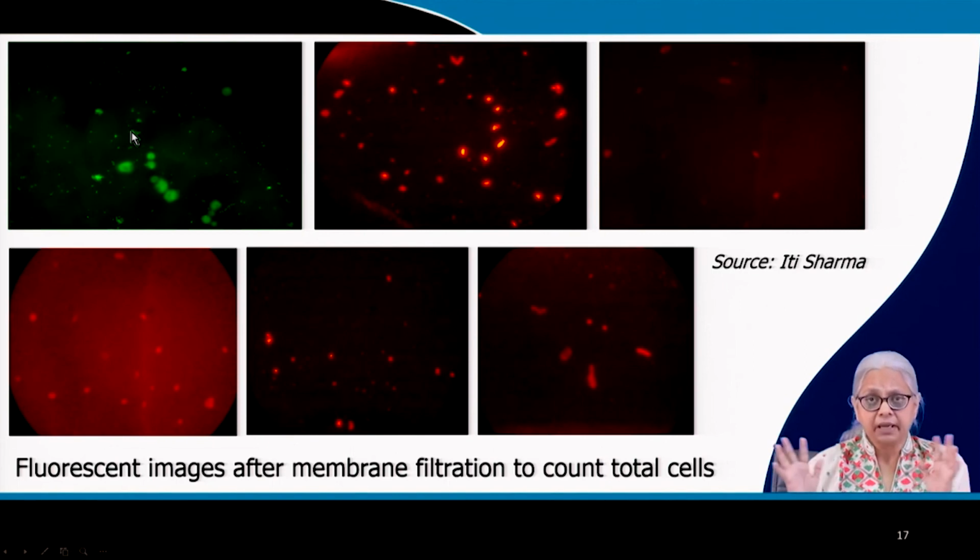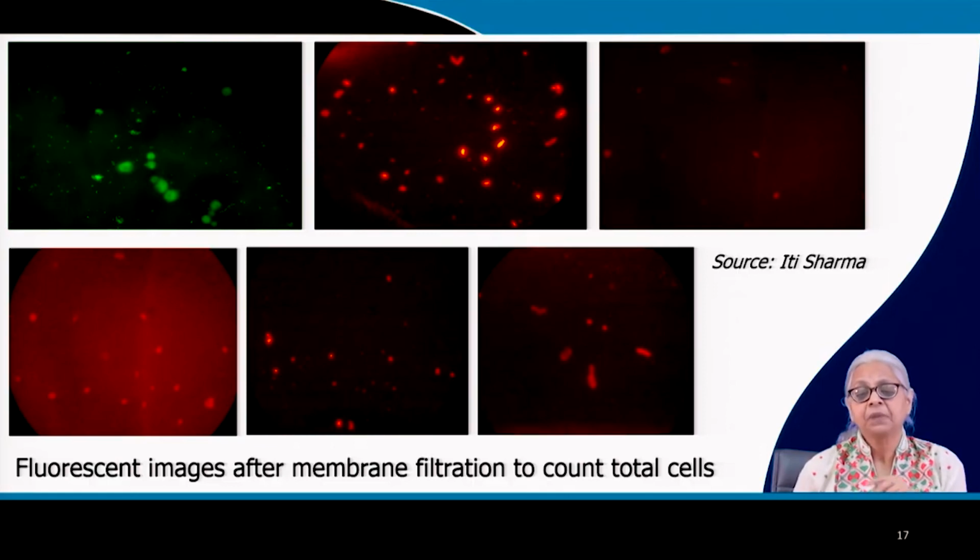Now, this green image is after the dye has kind of faded away. This is just acridine orange, no other dye. And the orange and yellow colors are associated with the dye at the time that it is created.